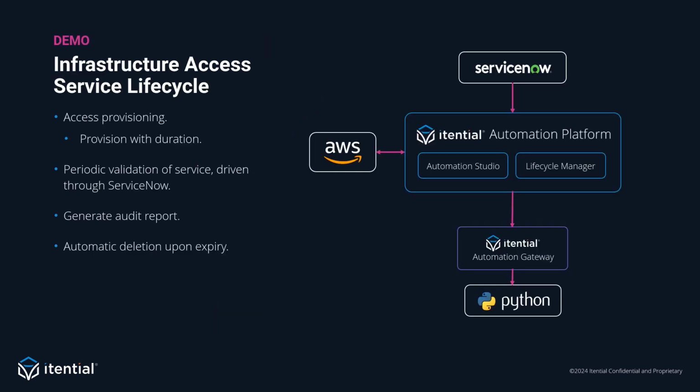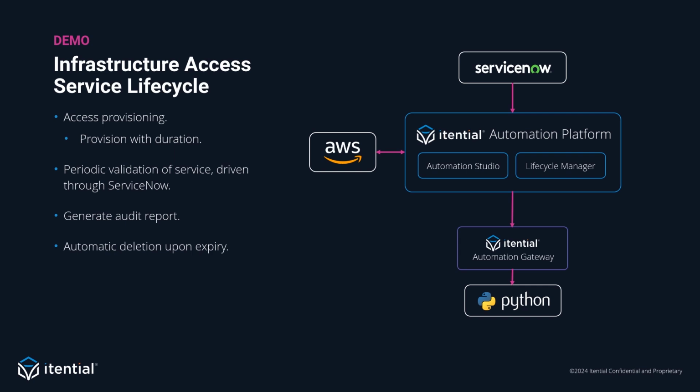So from a demo perspective, we are going to have some services to provision infrastructure access, and we're going to track that via our Lifecycle app. So we'll be able to provide access with duration so that we can limit the amount of time a given access is provided, and we'll even have a way to validate that it's still required, and we'll do that through ServiceNow. And we'll be able to demonstrate how we can automatically delete that on expiry.